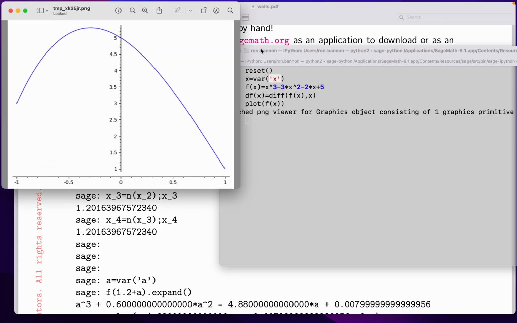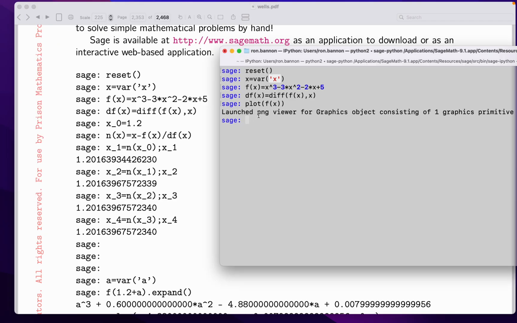All right, now it says it launched a graphic viewer, and you know what? I don't like the image. I'm going to close that, and I'm going to set the x to something different. Okay, watch what I do here. F of x, I'm sorry. Plot. I'm going to change the x now. And I got to remember how to do that.